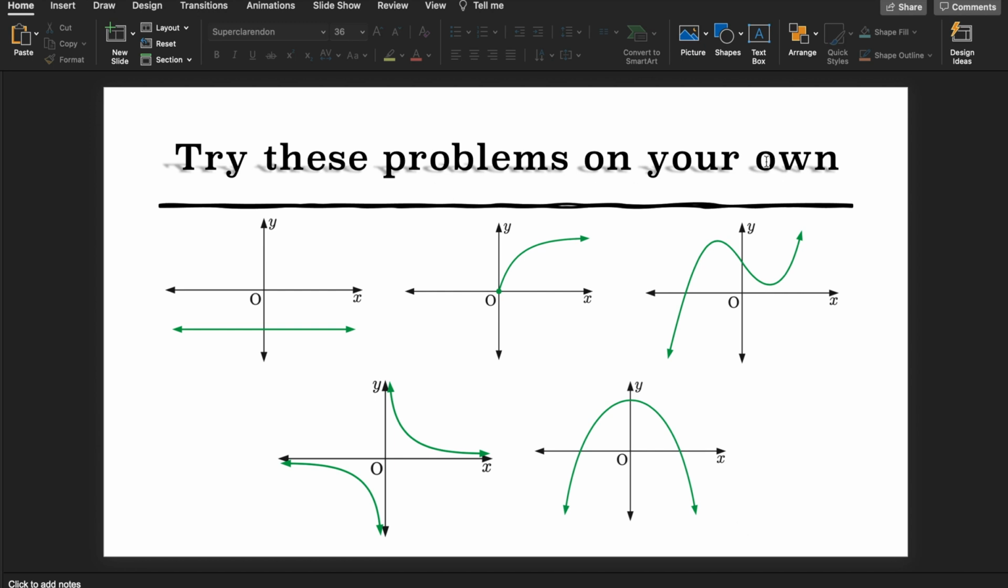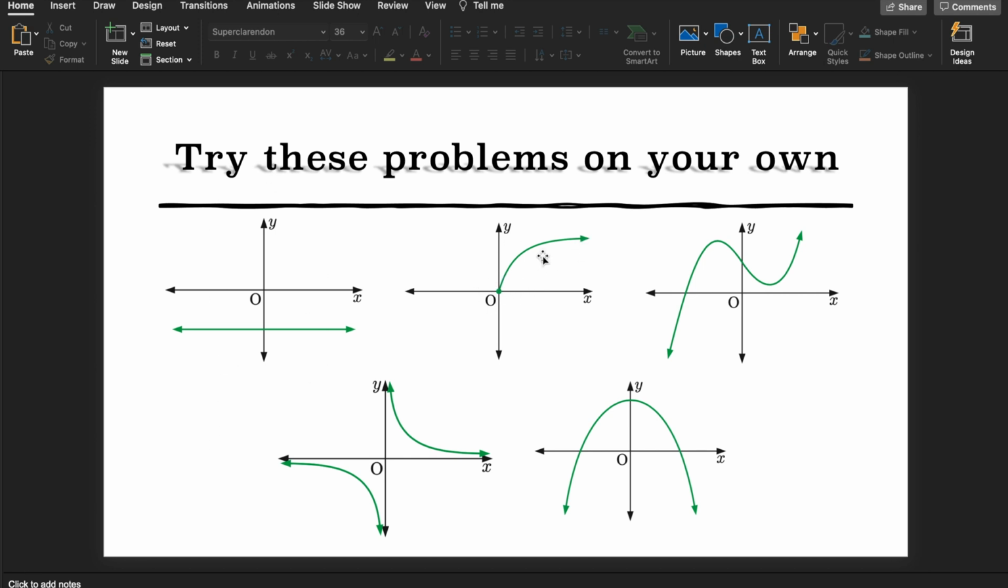Okay, you could try these problems on your own. I'll tell the answers now. If you haven't done it, just pause it and do it right now. So here, if we draw a horizontal line here, every single point is on that horizontal line. So therefore, it's not a one-to-one function, but it is a function because it passes the vertical line test.